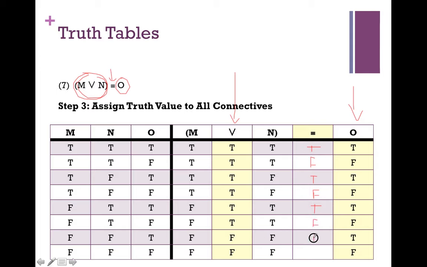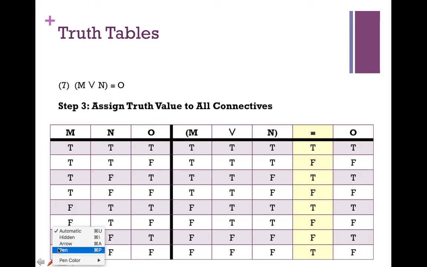False and true, it's going to be false. False and false, it's going to be true. So that's how we calculate the truth value for our main connective. And here is the truth table for this proposition.